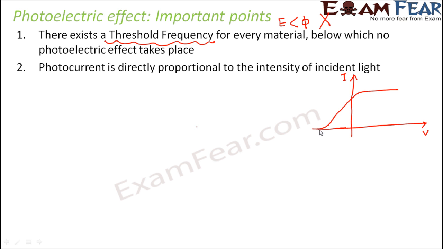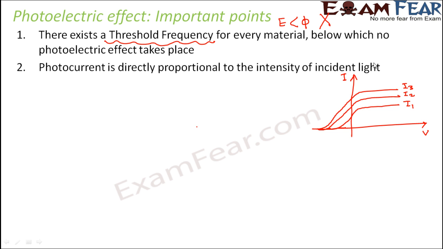Now it has been observed that for different values of intensities of light, let's say this is I1, this is I2, this is I3, these are the different values of saturation current for different intensities of light. So you see that the variation of photocurrent with potential remains the same. The variation is the same, but the values of the current are more for greater intensities of incident light.